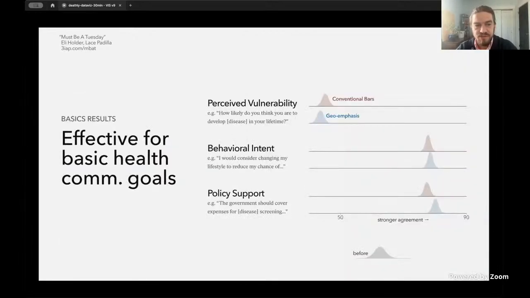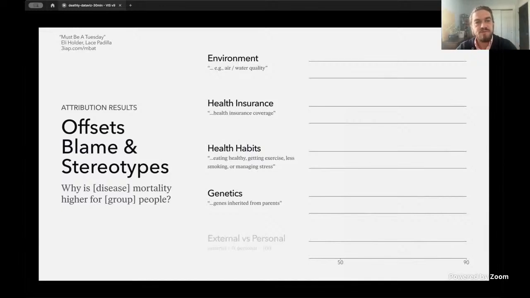For conventional health communication goals, these plots currently show participants' baseline responses before they saw any of the stimuli charts. We found that both of these charts were surprisingly and equally effective for increasing perceived vulnerability, encouraging behavioral intent, and promoting policy support. And this is good news because it suggests that these geo-emphasis charts could be a viable substitute for the conventional bar charts. And then for attribution, we asked people how much they agreed that health disparities were driven by environmental issues, access to health insurance, personal health habits, or people's genetics.